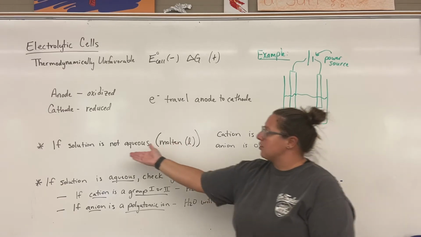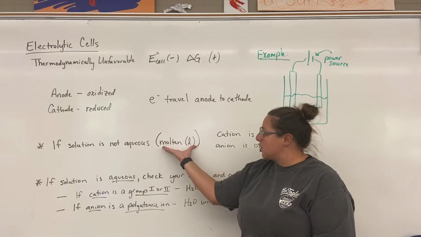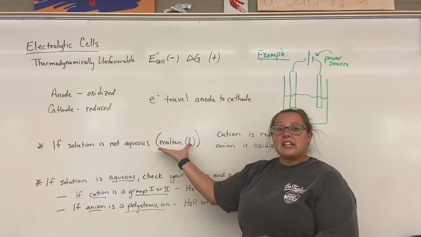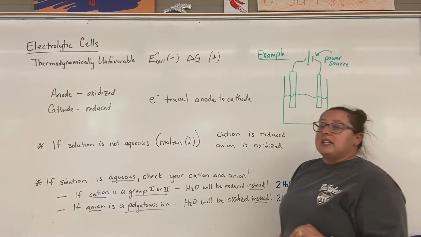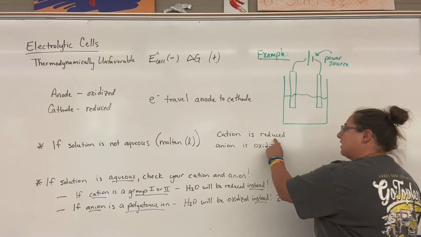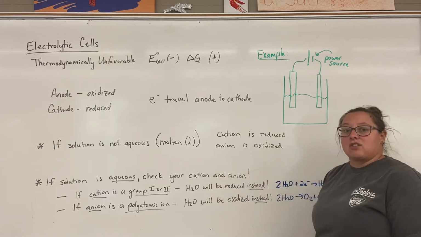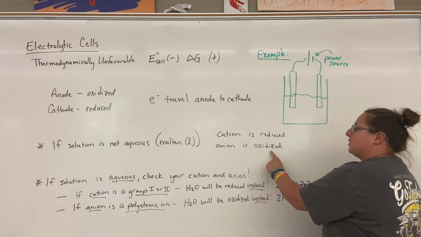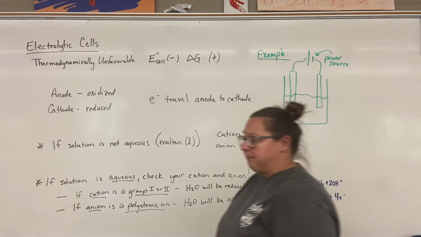So if your solution is not aqueous, meaning it doesn't contain water, it is just a pure molten or liquid state of that solution, then the rule is your cation of that solution is always going to be the species reduced. And the anion of that solution is always going to be the species oxidized. So let's go through an example problem with that.